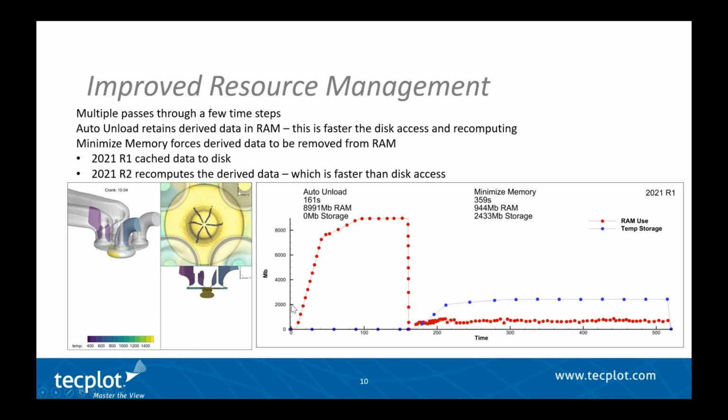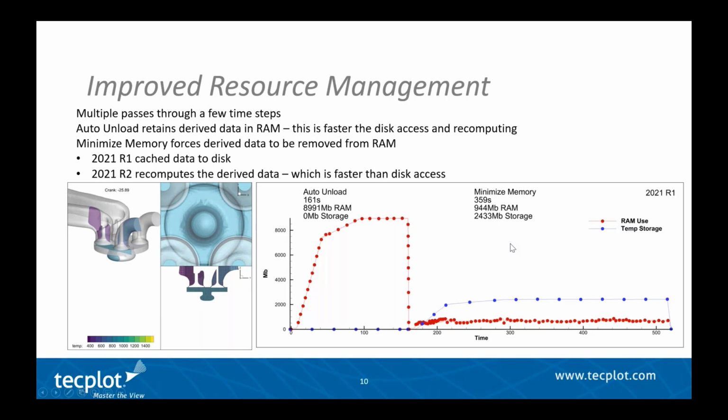For the auto unload strategy, we just store that in RAM. In this case, we never came close to our RAM limit and we were able to pass back and forth. So it only took 161 seconds in 2021 R1 to pass back and forth a couple of times. Everything stayed in RAM, very fast access to those derived quantities. And then with the minimized memory use, you can see the blue line, we did store data in the temporary storage, and so we would have to have disk I/O to go back and retrieve those quantities.